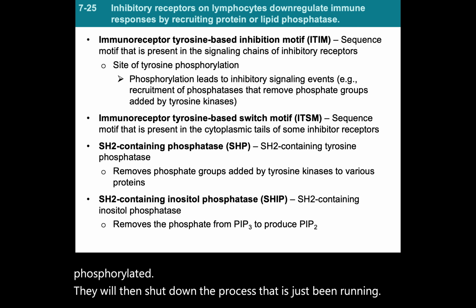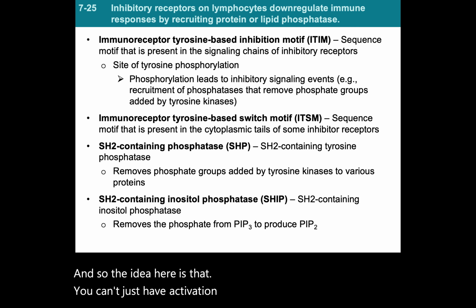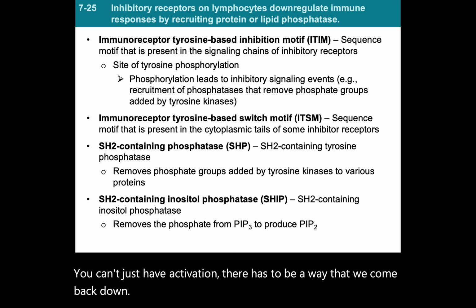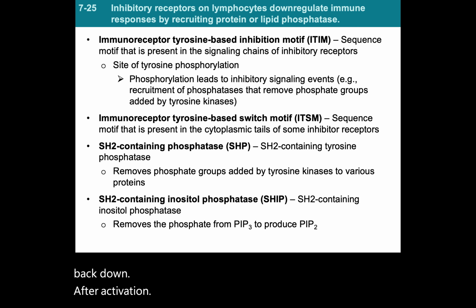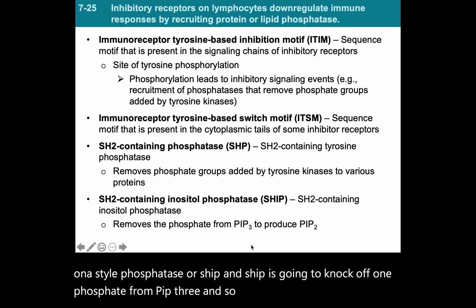And so the idea here is that you can't just have activation. There has to be a way that we come back down after activation. And it's going to involve this thing, which is the SH2 containing inositol phosphatase, or SHIP. And SHIP is going to knock off one phosphate from PIP3. And so it's going to knock it back down to PIP2.